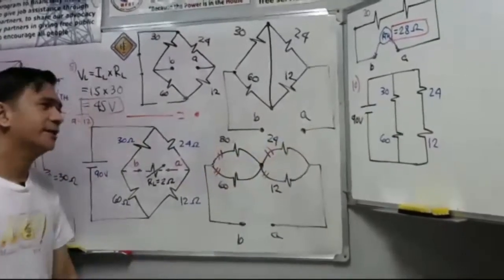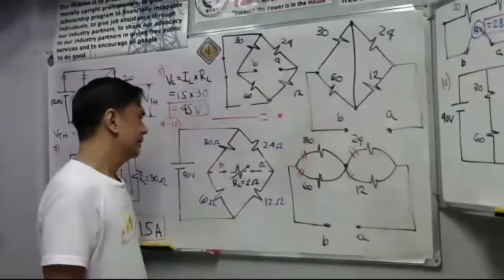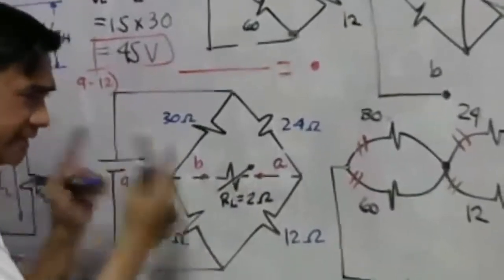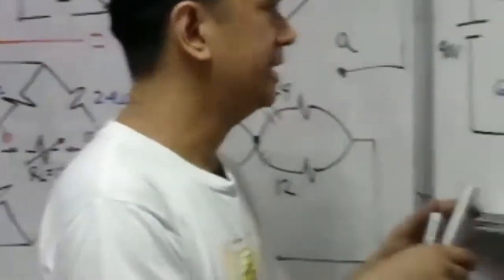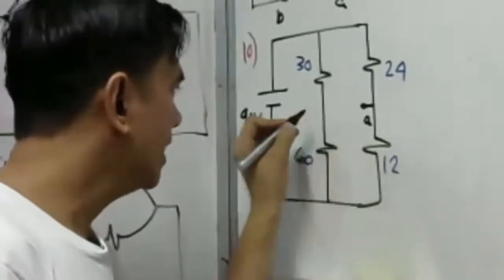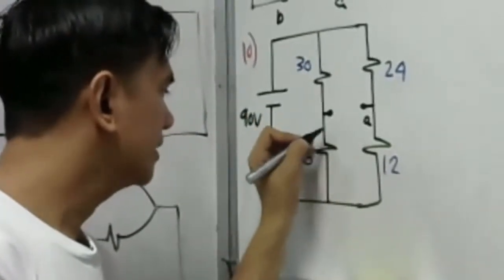Okay, please listen carefully. We remove RL. Take a look. Where is our A and B? Please take a look here. This is our A and this is our B. Okay?